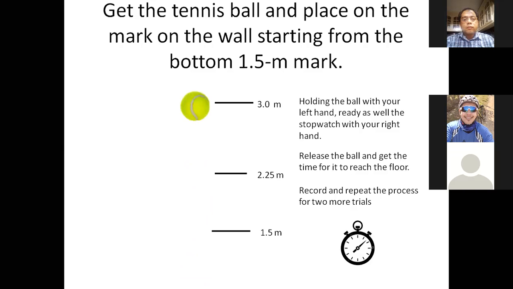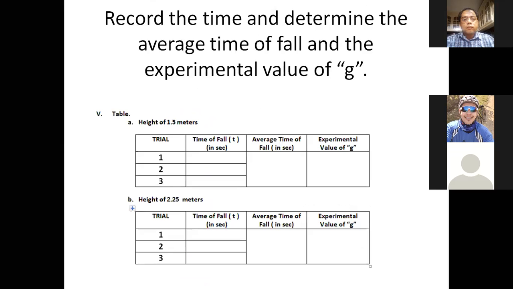And the next is to go to the 3-meter height and then do the same thing. So 3 times we are going to do that. And here's our way of recording the time. So the time for our first trial or our first activity. You will record 3 different values of time there by repeating the process for 3 separate trials.